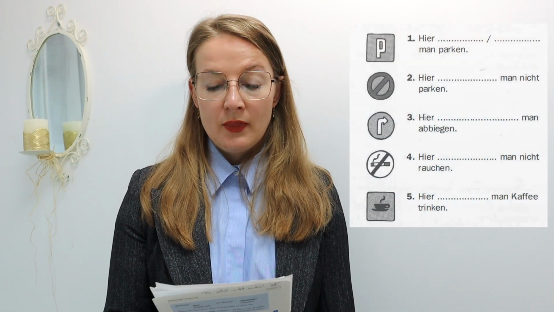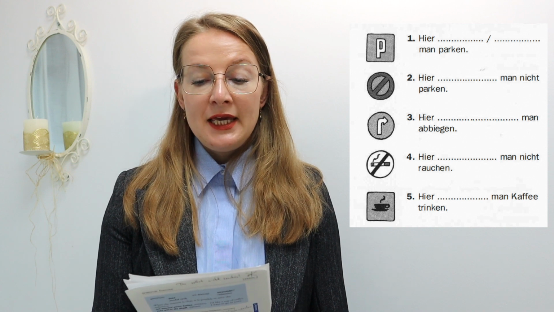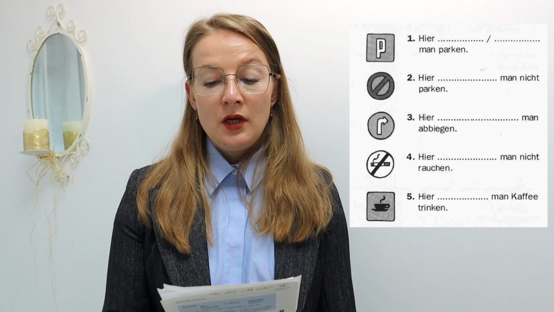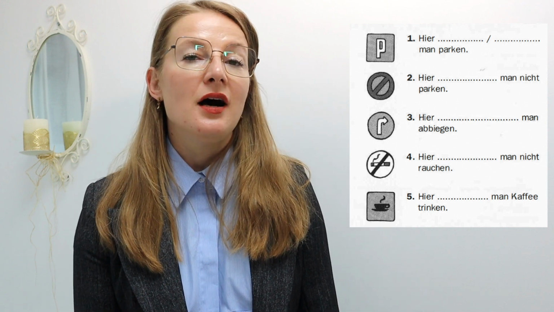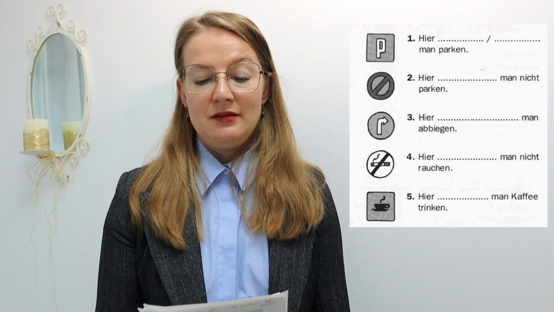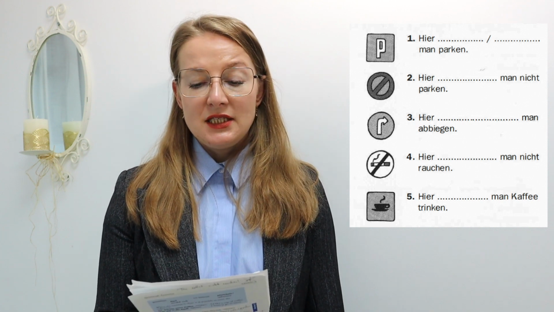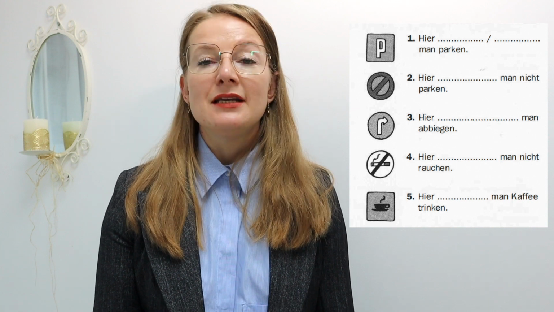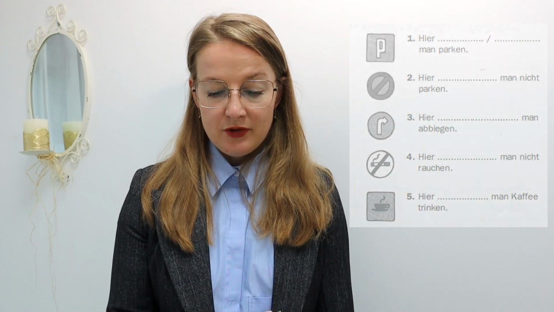Exercise number 5. Complete the sentences with the correct forms of können, dürfen or müssen. Number 1. Hier darf man parken. Number 2. Hier darf man nicht parken. Number 3. Hier muss man abbiegen. Number 4. Hier darf man nicht rauchen. Number 5. Hier kann man Kaffee trinken. Right?